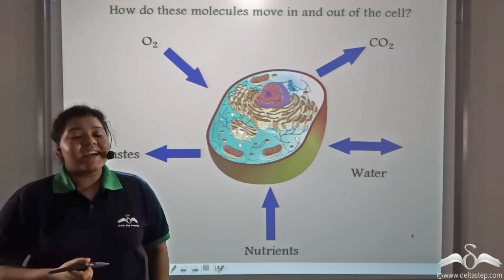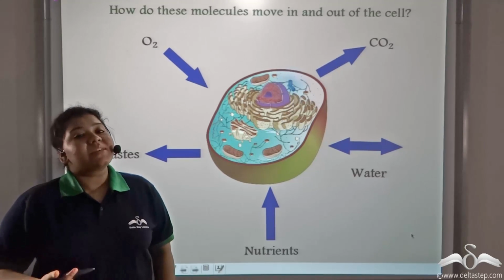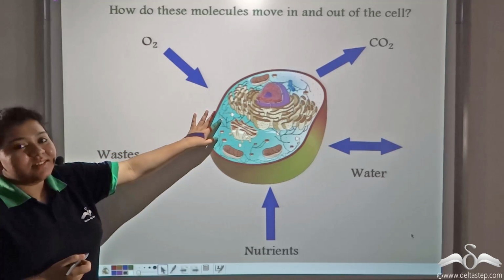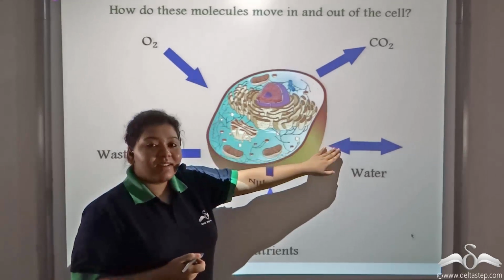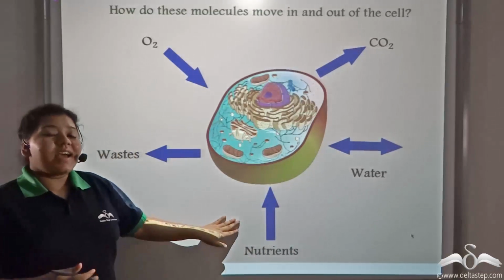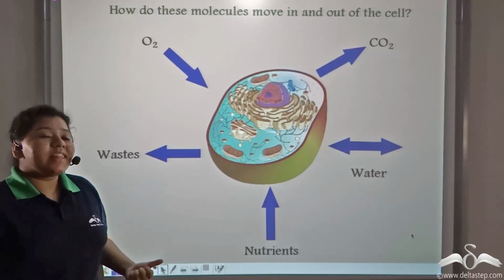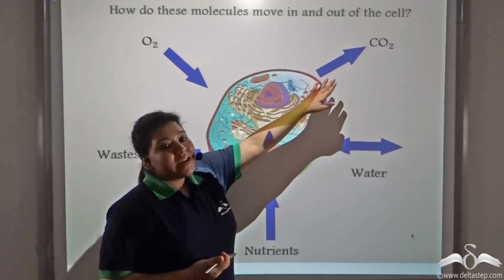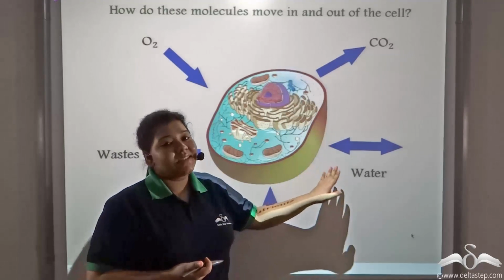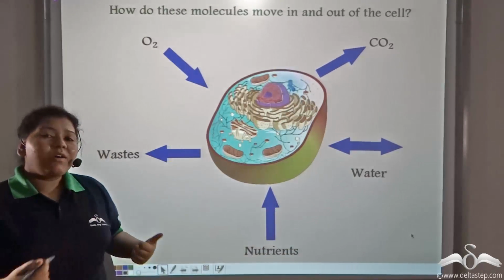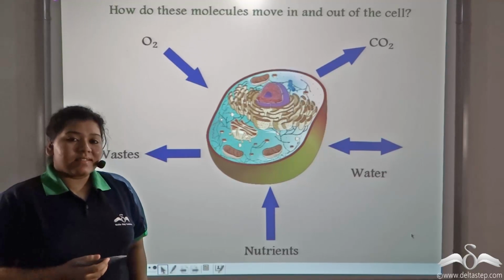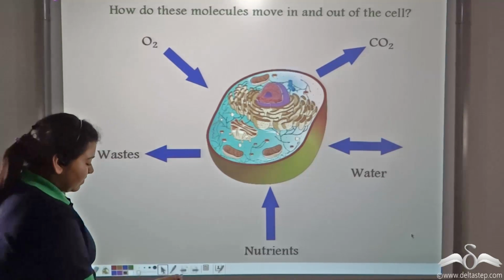Cells need to interact with a lot of molecules to keep themselves alive. They need to take up oxygen, water, and nutrients, and similarly, they need to eliminate wastes generated in them, carbon dioxide and excess water. Now, how do these molecules come in or out of the cells? Let us find out.